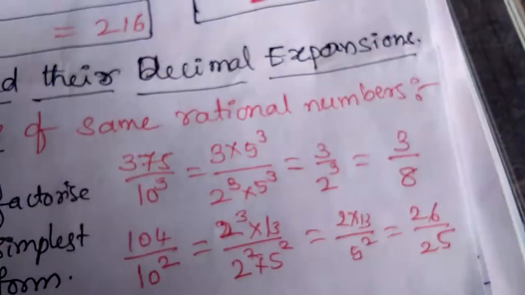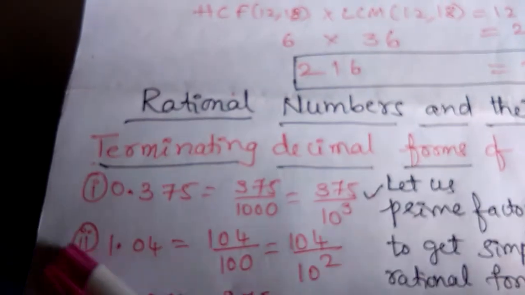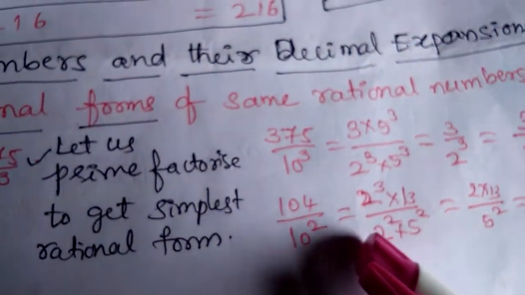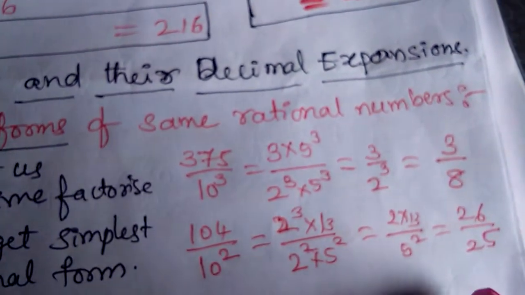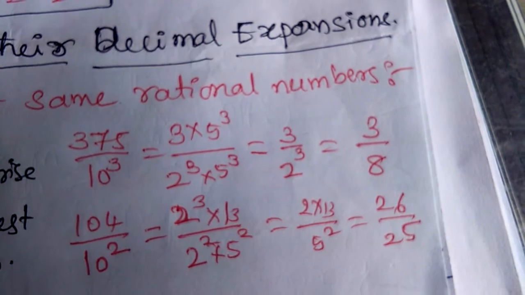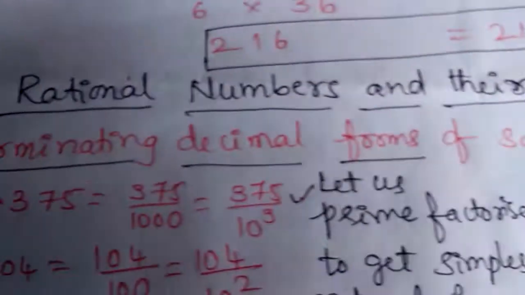This 3 by 8 is known as the simplest form of 0.375, the simplest form of the rational number. Again, if we consider 104 by 10 square, in a similar way 26 by 25 will be the simplest rational form of the decimal number.